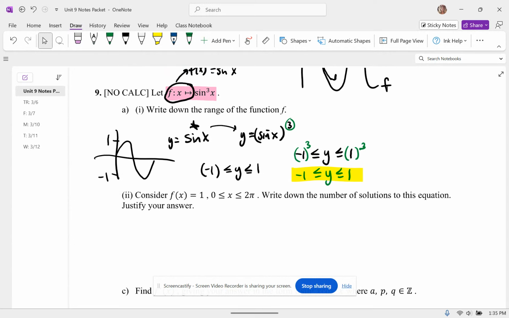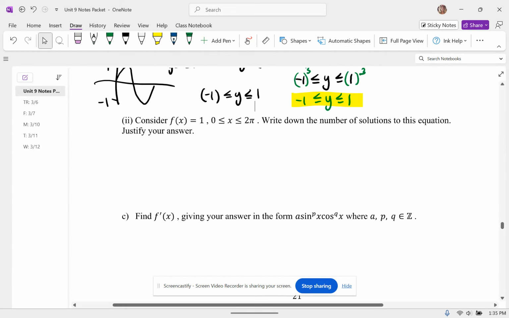Good job. Are you allowed to use your calculator though? No, right? So what do you think you should do algebraically to show that two things cross? Set them equal. Good job.